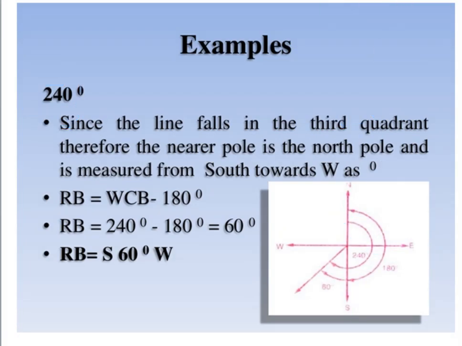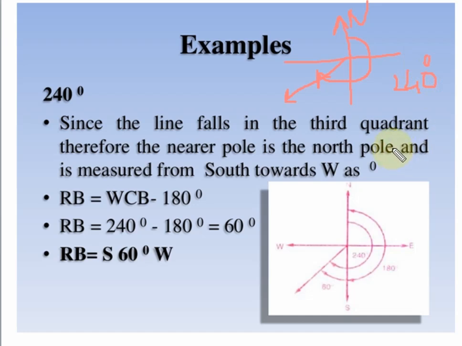Another example is when the bearing is 240 degrees. So you have to convert this whole circle bearing into the reduced bearing. First you draw the figure. Let us take 240 degrees. So which quadrant does it come in? Let's see, this is the north, 0, 90, 180, 270. So it comes in the third quadrant. Okay, so this total value is 240 degrees. You remember that this is 240 degrees.